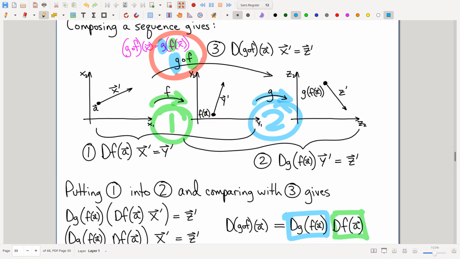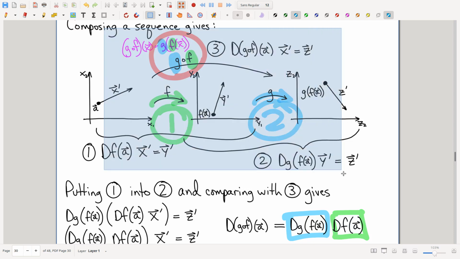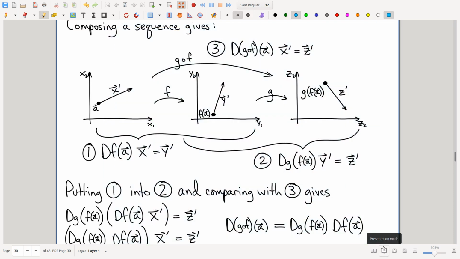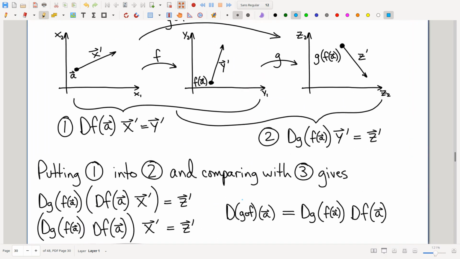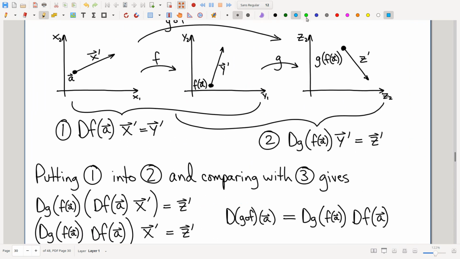So be super careful. Okay, last little comment that I have to throw out there is a lot of students find themselves confused about this business right here. Why is DG evaluated not at A?